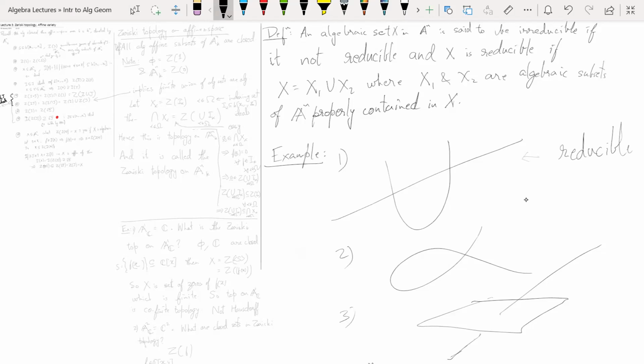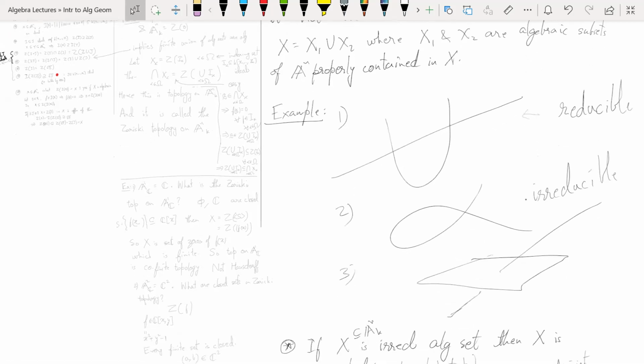From the picture, you can figure out whether this is reducible. The first one is a parabola and a line, so you can write it as a union of these two. How about the second one? This is just one guy, so this is irreducible. Whatever the equation is, you can't really break it apart. You can't write it as a union of two proper algebraic subsets.